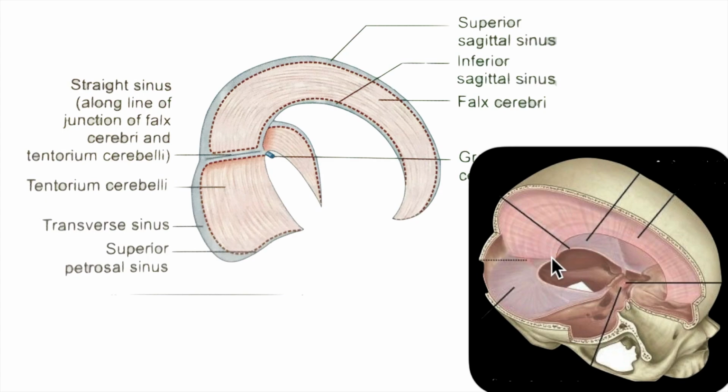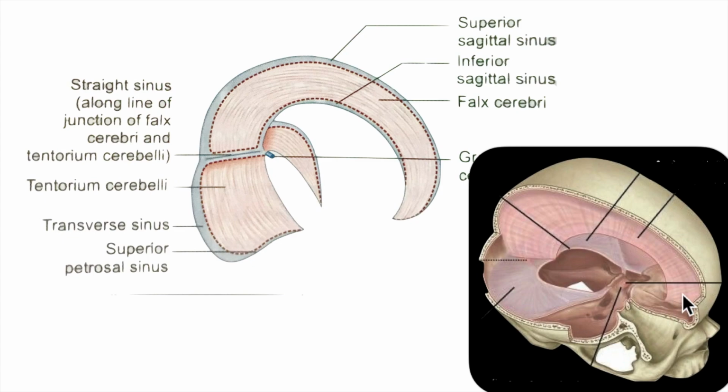So what are dural folds? They are nothing but the reduplication of the meningeal layer of the cranial dura matter. Then what are the folds? One is the falx cerebri and another one is the falx cerebelli, then the tentorium cerebelli, then the diaphragma sellae. So there are four dural folds.